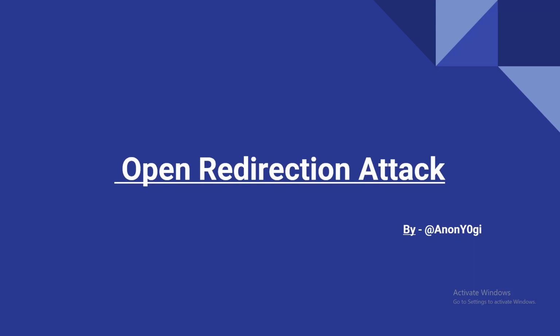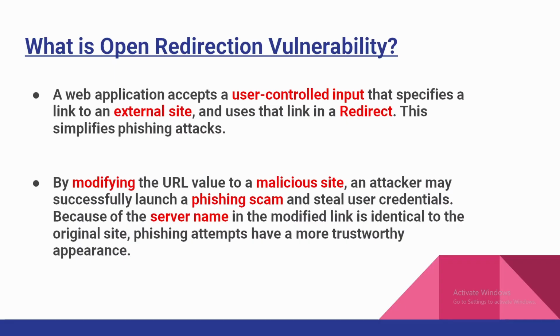In this video, we are going to talk about open redirection vulnerability. So what happens here? Our web application accepts a user-controlled input that specifies a link to an external site and uses that link in a redirect. This simplifies phishing attacks. What an attacker can perform is modifying the URL value to a malicious site, and may successfully launch a phishing scam and steal user credentials.